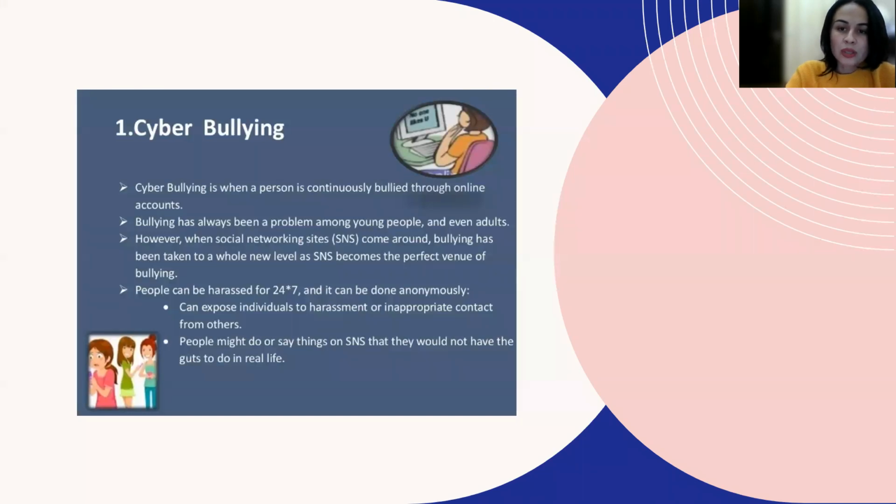Fortunately, some social networks have been taking steps against it. For example, on Facebook and on some other sites, you can report bullying. So when a person is proved to be bullying, that person will be blocked or inactivated through the technical support team. So we have to be careful about cyberbullying because it exists.